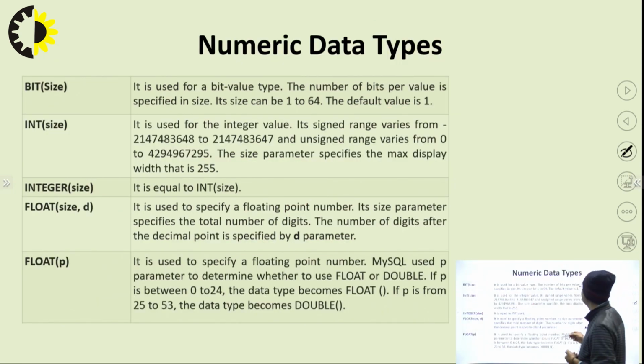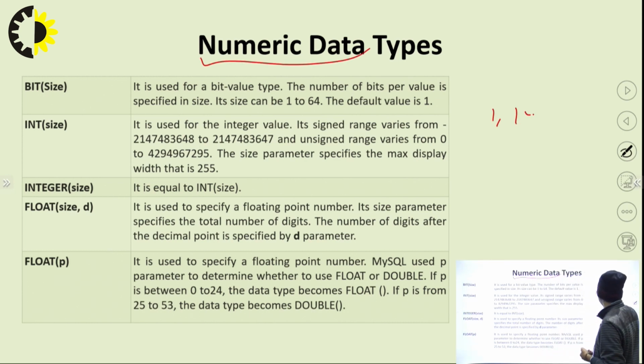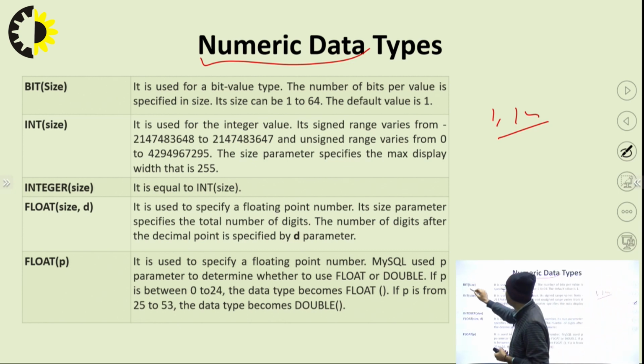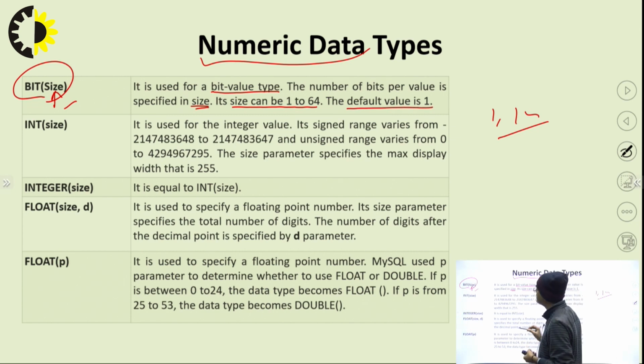The next data type is the numeric data type. It means numeric numbers 1, 2, 3, 100. For the numeric data types, the first one is BIT. Here we have written BIT and we have to specify the size. It is used for a bit value type. The number of bits per value is specified in the size. Its size can be 1 to 64. The default value of BIT is 1.